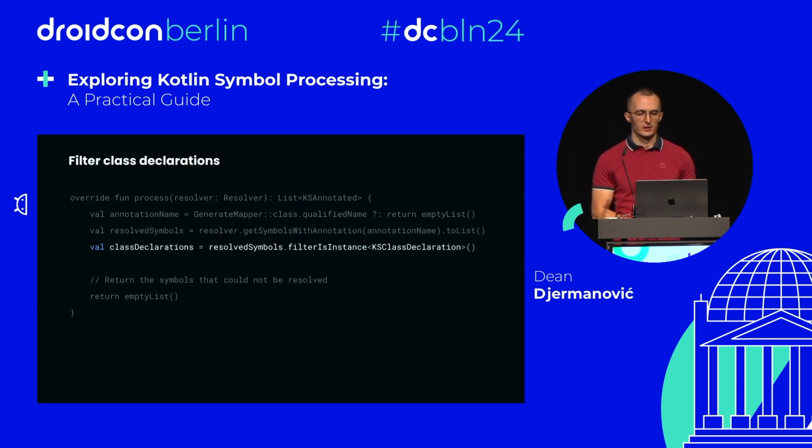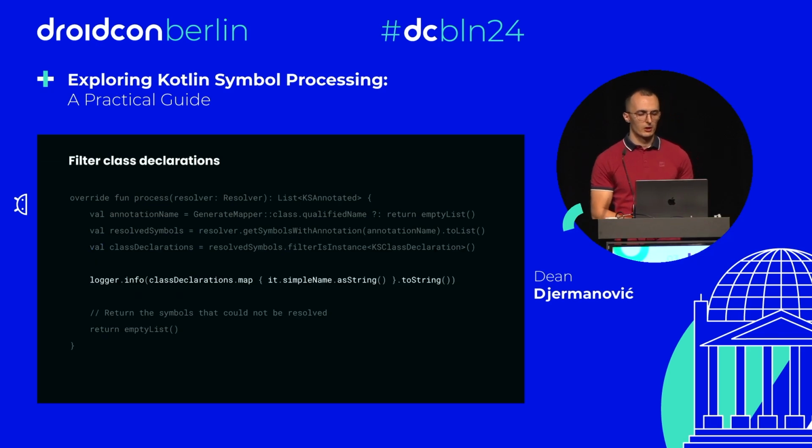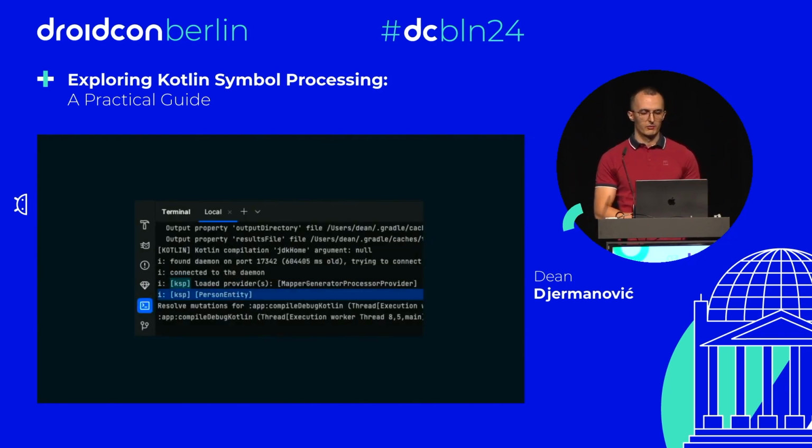Since we are only interested in class declarations, we can further filter result symbols to only include instances of KS class declaration. So this will give us access to all of the class declarations that are annotated with generate mapper annotation. And to verify if everything works as expected, we can log all of the items of the class declarations list. And if we build our project now and check the console output, we're going to see that there's only a single class that's annotated with generate mapper annotation, and that's the person entity data class. So this is what we are expecting to see.